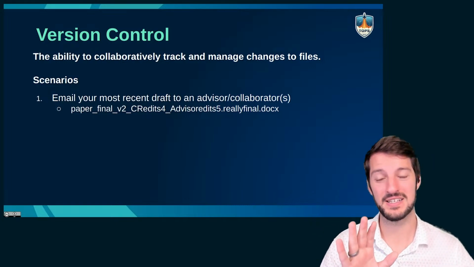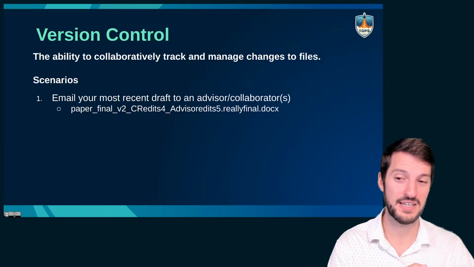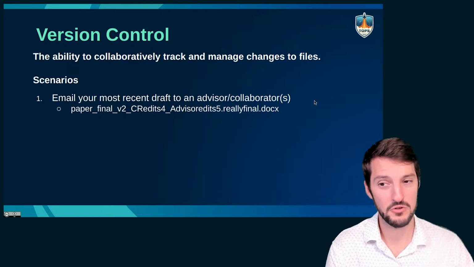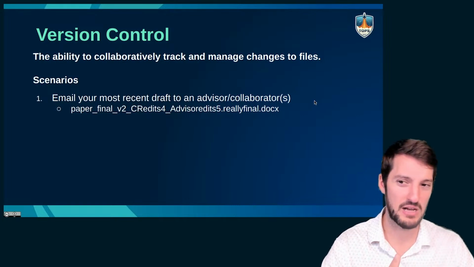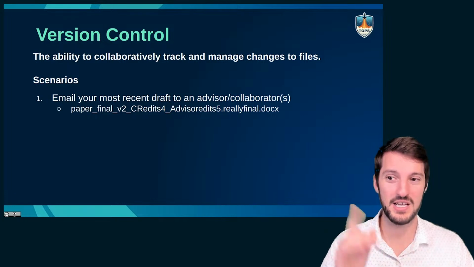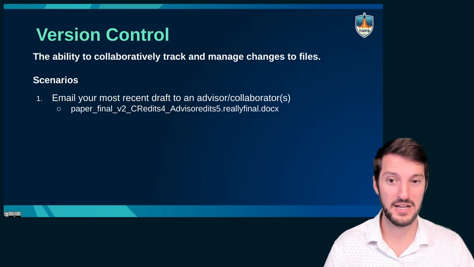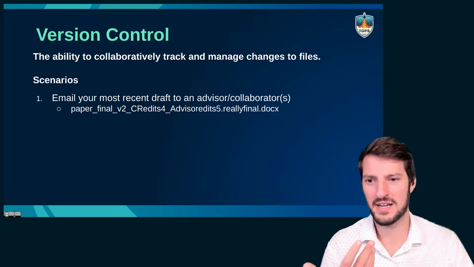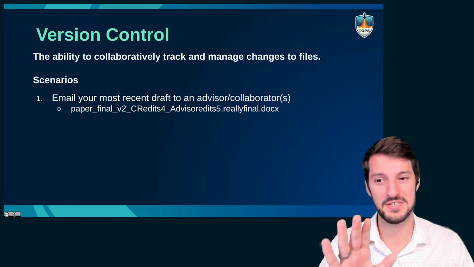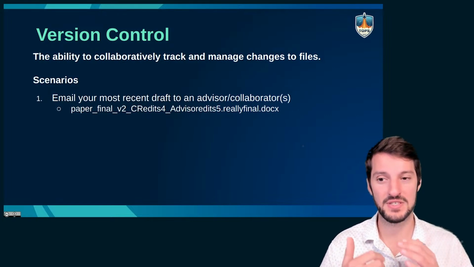Then my advisor edits it and sends it back to me, and now it's paper_final_advisor edits. Then I include or reject edits, or I make some comments and say, I disagree with that, I agree with that. And then all of a sudden we end up with a file title that looks like this: paper final v2 cr edits for advisor edits 5. I promise this is really the final version of this thing, .docx. And it spirals out of control.